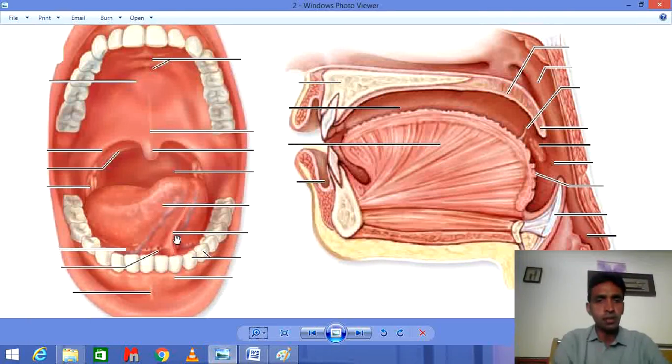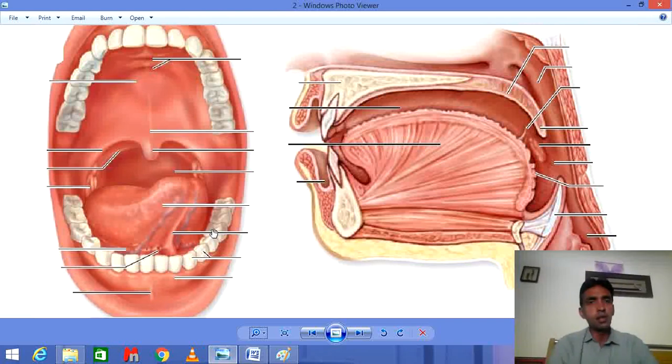This frenulum of the tongue actually connects the tongue with the lower part of the oral cavity, with the gums. The function of the lingual frenulum is to connect the tongue with the gums, and the function of this one, called the labial frenulum, is to connect the lips with the gums. This is the labial frenulum, and this is the lingual frenulum.